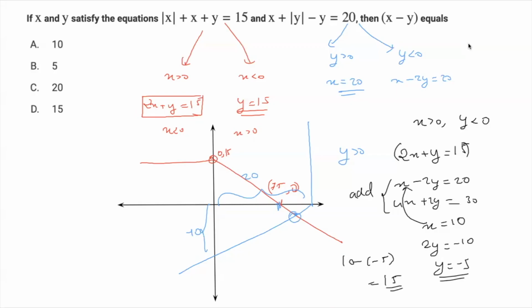I know it's slightly difficult, especially if you're not good with graphs, but that eliminates all the hassles of finding out different possibilities and checking by substitution. We get a direct solution here in this case. By looking at the intersection, you get x and y. And from here, you can get x minus y very easily.